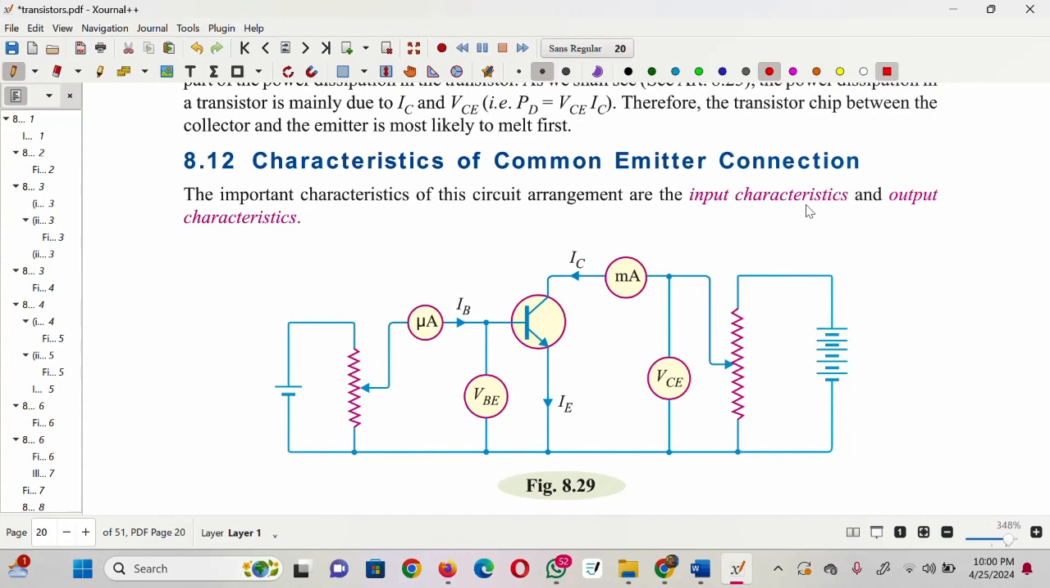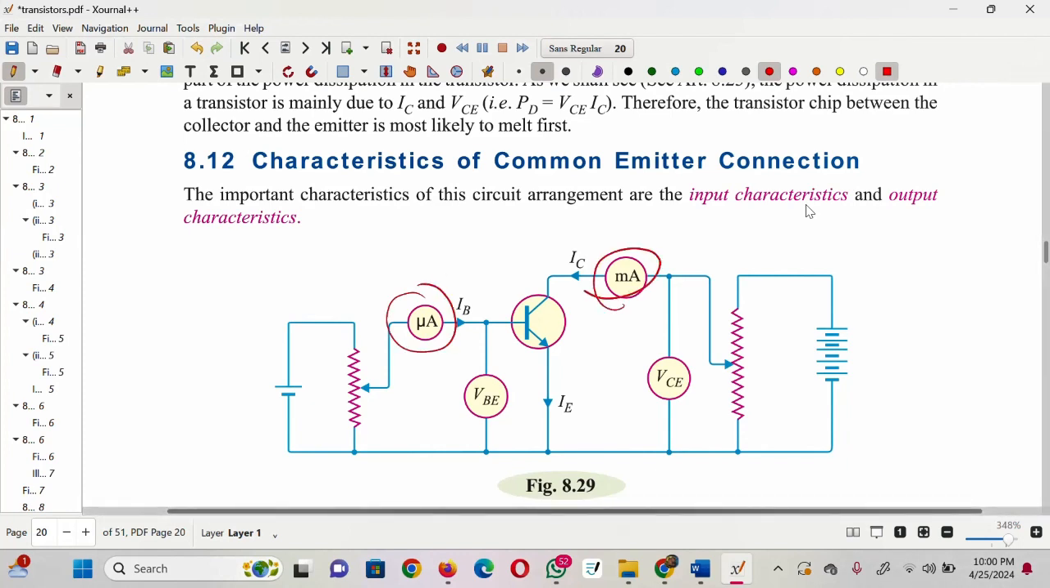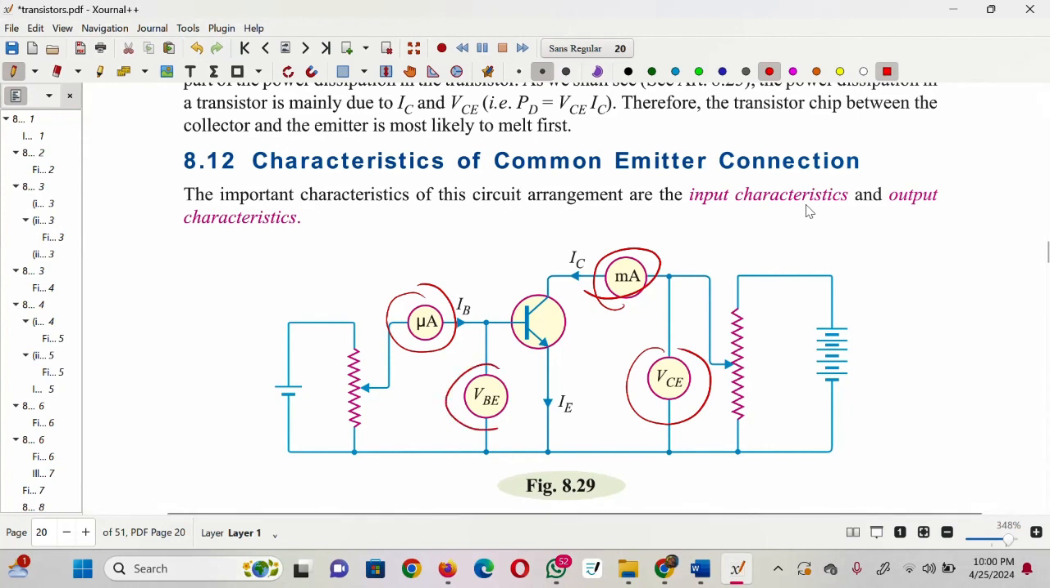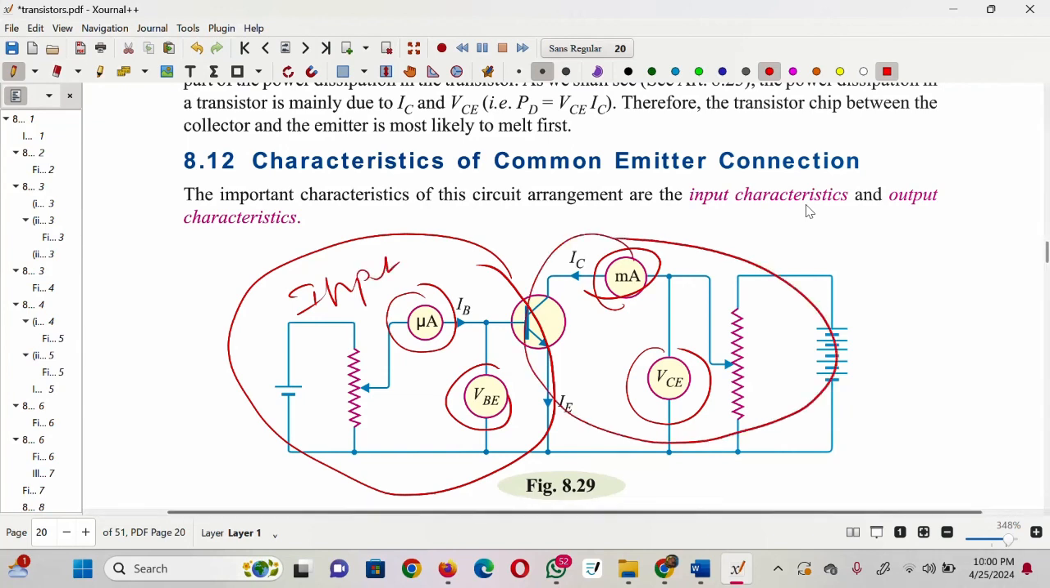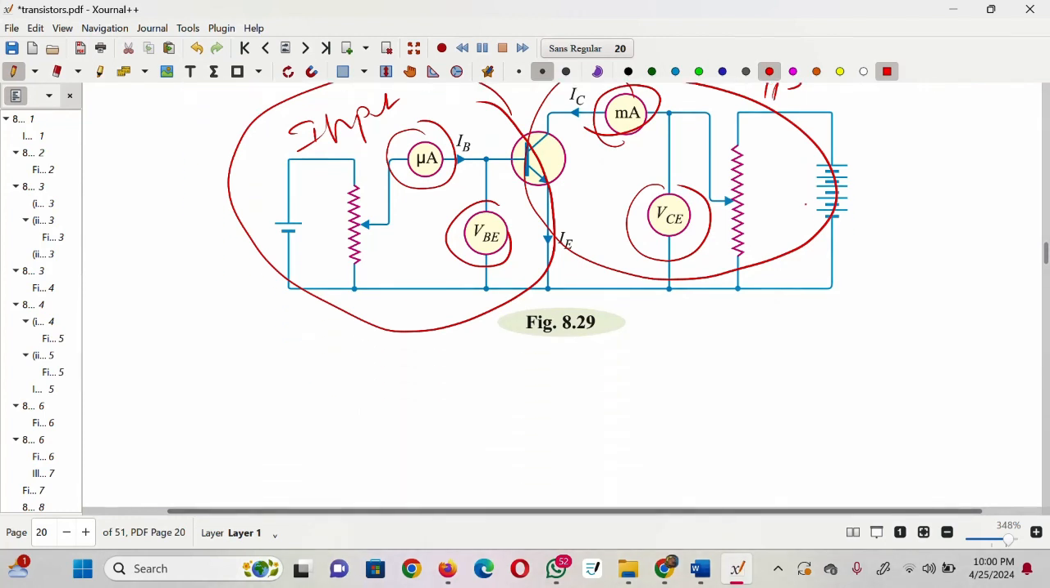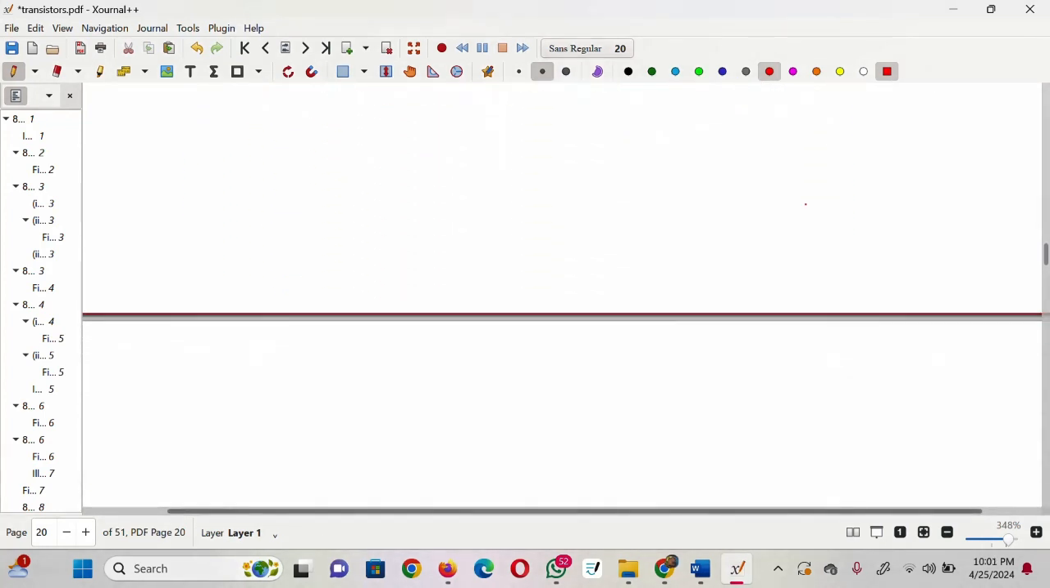Already we know that the ammeter is connected in series, and in this area it is a microammeter. Practically we connect a milliammeter, and then the voltmeter. This area belongs to input and this area belongs to output. So the input has some characteristics, and what we give as input, we take as output, so the output has other characteristics. These are called input and output characteristics. Now we will see what is meant by input and output characteristics.